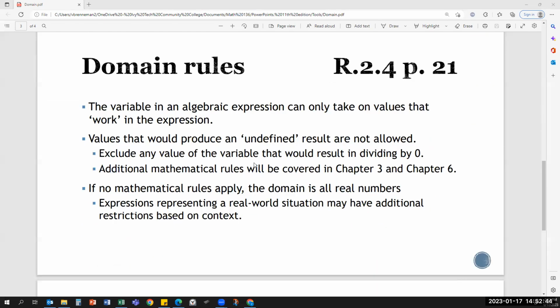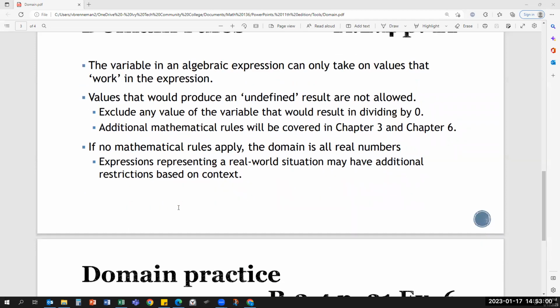Specifically though, what we're looking at is an algebraic expression and looking for any algebraic rules that would affect the domain. So we can't have any values in the domain that would produce an undefined result. So we have to exclude any value of the variable that would result in dividing by 0. And then in chapter 3 and chapter 6, we'll discuss additional rules that would affect the domain algebraically. If there aren't any mathematical rules that could be broken, then the domain defaults to all real numbers.